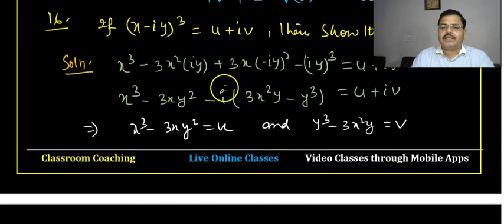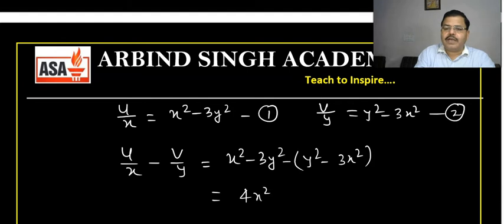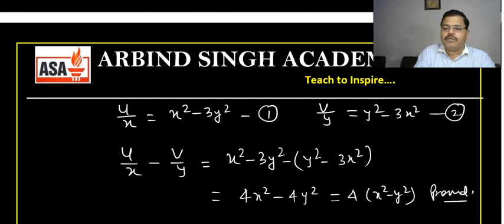So if I subtract this, then what will happen? This, then x square minus 3y square. And if I subtract, then there will be negative sign. And if I put negative sign of this 2, then that will be x square minus minus plus 4x square. And that will be minus 3y square minus y square, 4y square. And that can be written as 4 times of x square minus y square, which is proved. So in the question, you must correct it.